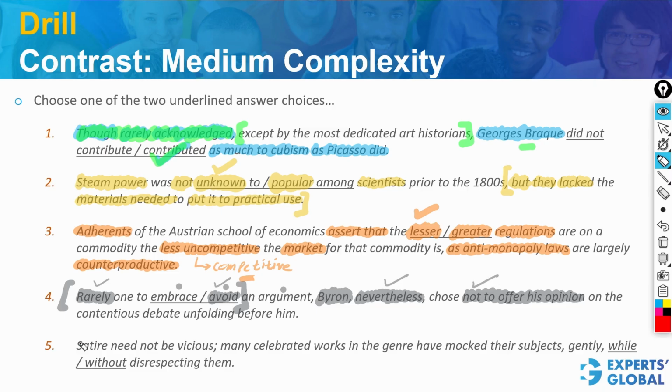Look at the last sentence here. It's a continuation of thought expressed here that satire need not be vicious, and what follows is an example of the same. Many celebrated works in the genre have mocked, that means satired, their subjects gently and therefore not viciously. What do you think should come here? While or without disrespecting them? This sentence is about being gentle, being non-vicious in satire or mockery, and therefore it should talk about mocking without disrespecting. Second answer choice is correct here.